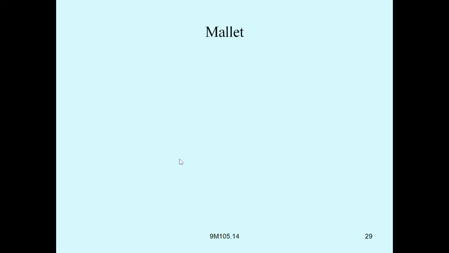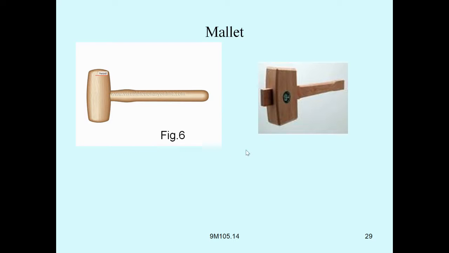The next one is the wooden hammer, or mallet. This is also called a wooden hammer or mallet. You can see here, the entire hammer is made with wood, or in some cases the handle is made with wood and the face head is made with plastic. The head is made of hard wood.